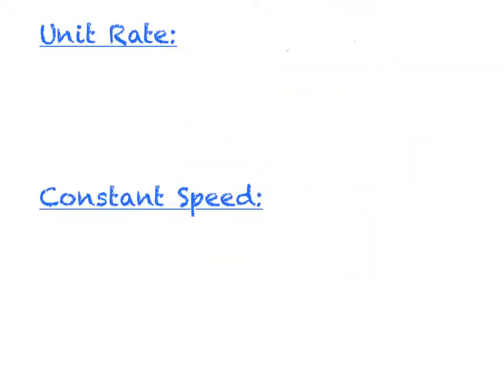So let's review. Today we solved a unit rate problem involving constant speed. Remember, unit rate is measured as a quantity per 1, such as today it was how far we traveled in 1 hour. And we did miles per hour. So miles per hour meant 1 hour.